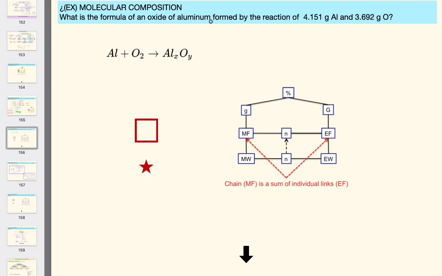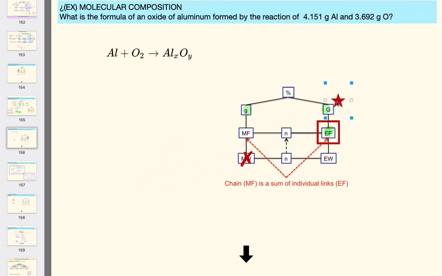What is the formula of an oxide of aluminum formed by the reaction of 4.151 grams of aluminum and 3.692 grams of oxygen? Let's look to see what it is that we know, first of all. It's asking us for the formula. I don't really know which formula, but looking at the problem, I can see it does not give me the molecular weight here. So I'm pretty sure it can't be asking for molecular formula. So I'm going to calculate the only formula that I can, the empirical formula. Now, what else is given? Grams of my atoms in my molecule. Well, I have 2 places to put grams. I'm going to take it from the closest one.